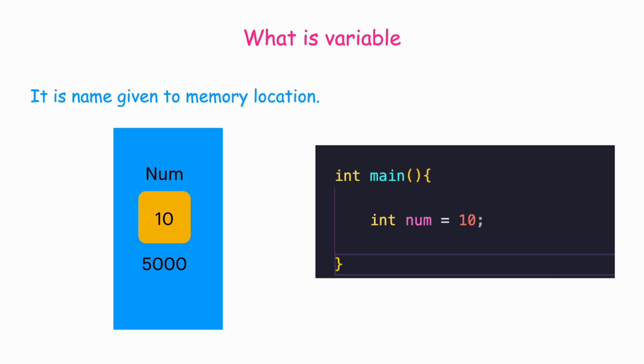Now what happens is, to this address 5000 I have given a name called num. That is what the variable says. It is a name given to my memory location. My memory location is 5000 and the name given to it is num. And that is the reason why in technical terms we often call a variable a name given to a memory location. So I hope you are clear with this question. So let's move to the next question.